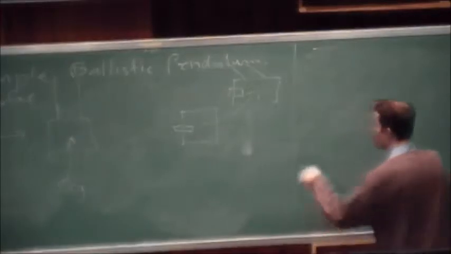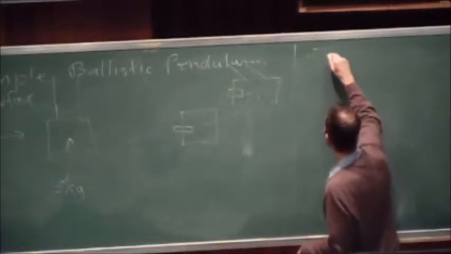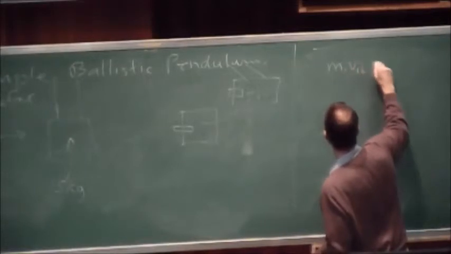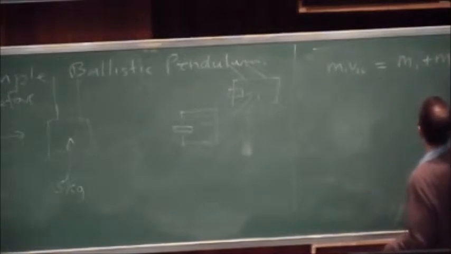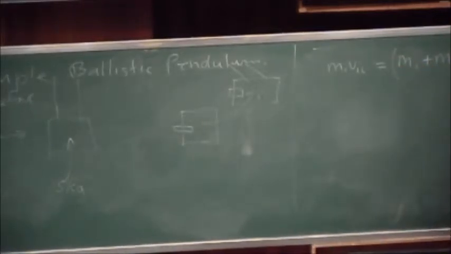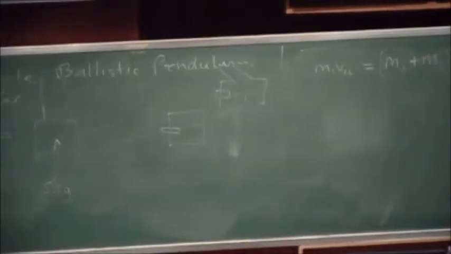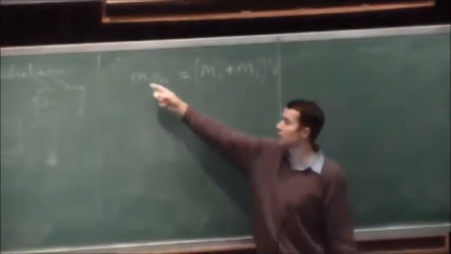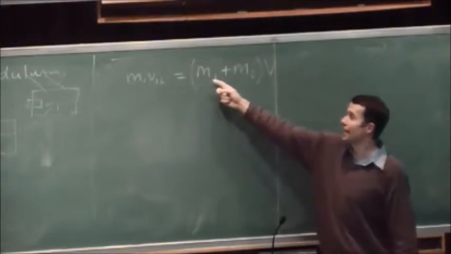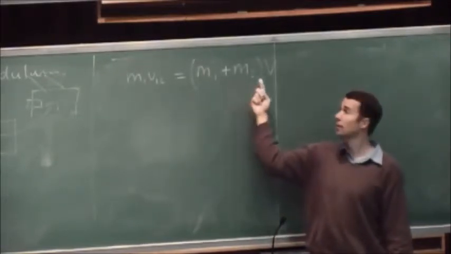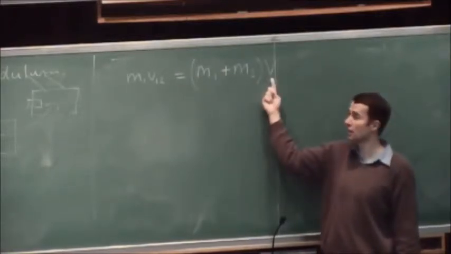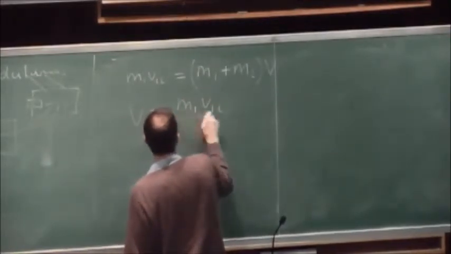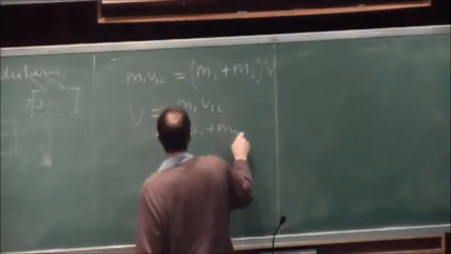Okay, so first of all, we say that M1 V1 initial is equal to (M1 plus M2) V. So we know the initial momentum is M1 V1, but then that goes into two masses sticking together with a single velocity V. And so V is equal to M1 V1 initial all over M1 plus M2.